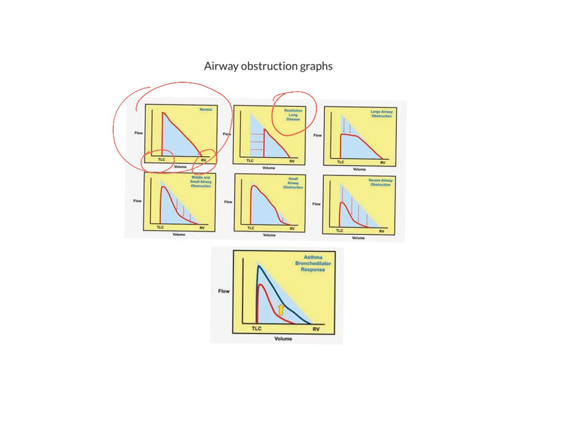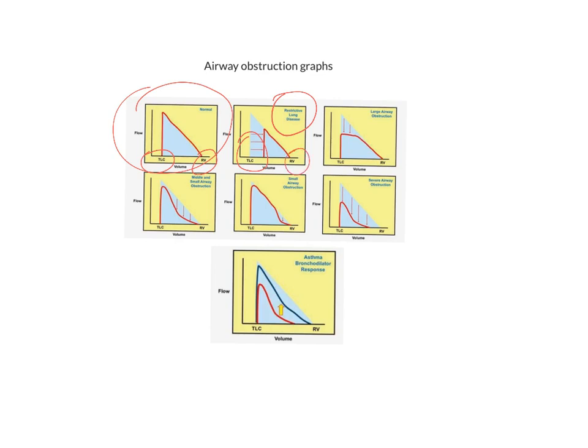In the middle picture, TLC is decreased. So as you can see here, there's a shift of the graph to the right. The individual is not able to store as much air after maximal inhalation. So you see a shift in the graph to the right, and the residual volume actually remains the same.